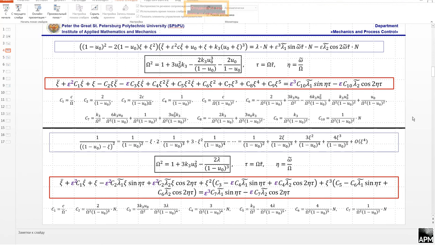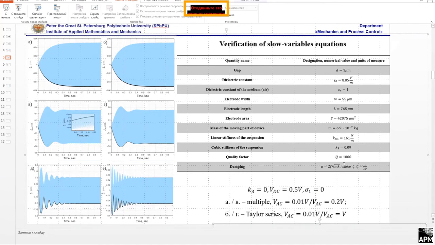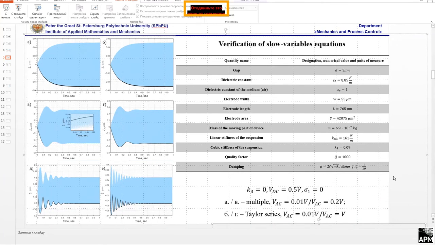Further, to apply the method of multiple scales, a small parameter epsilon was introduced. Then the method of multiple scales was applied and the systems of equations in small variables were obtained. And these equations in small variables were verified by comparing the results of integration obtained for the systems of equations in small variables and the original ones.